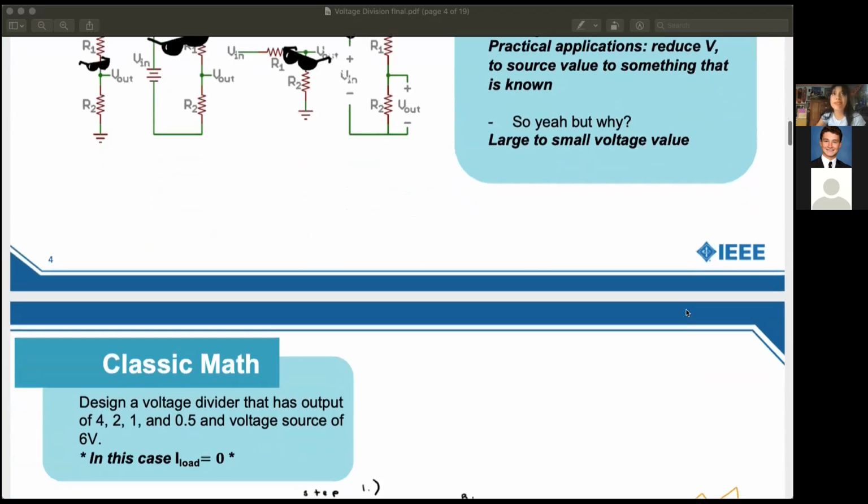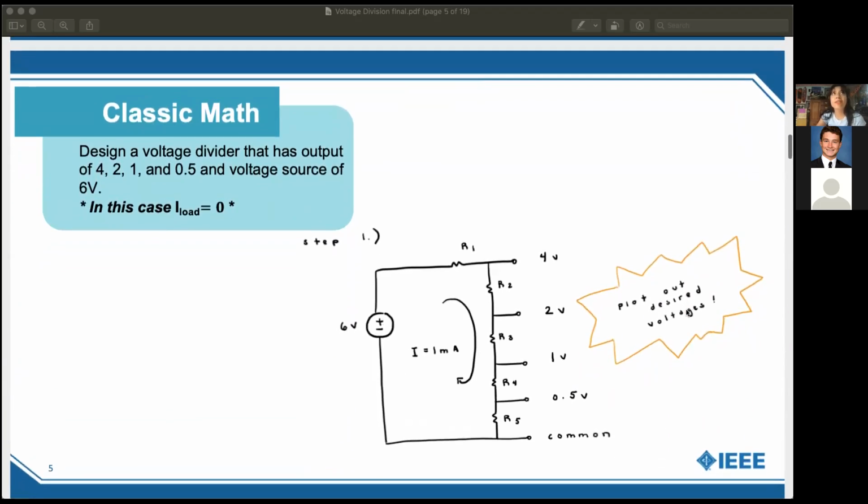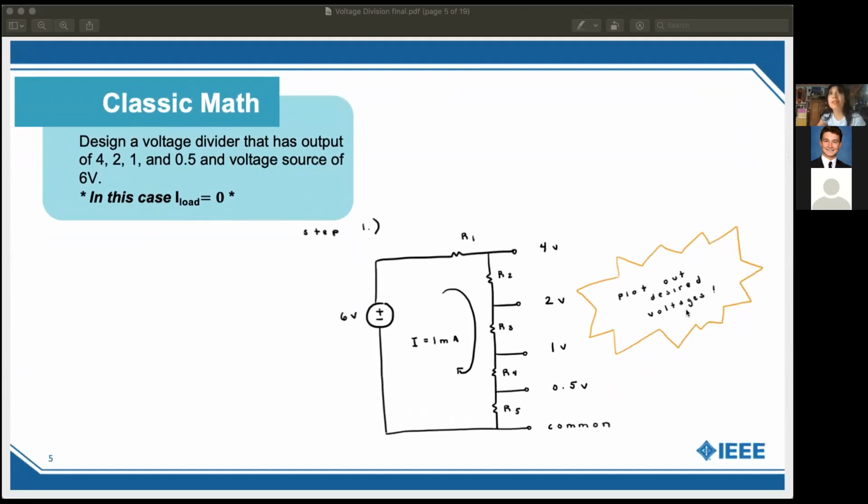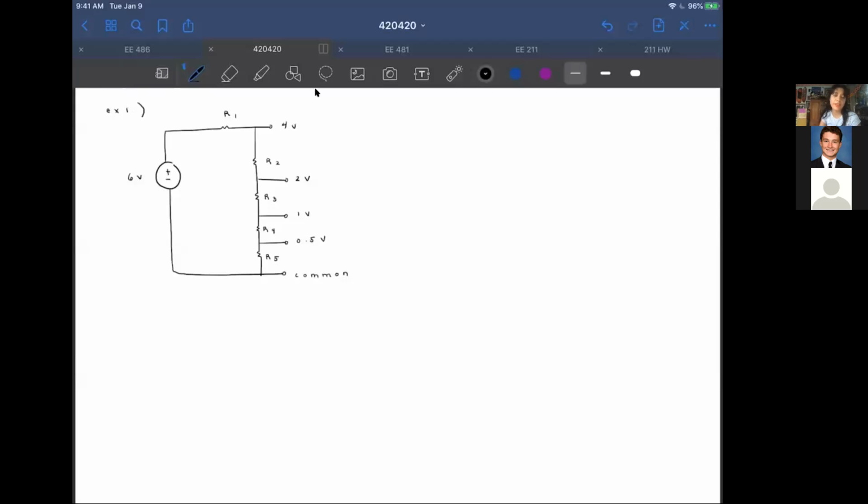And so I was going to do an example problem for voltage divider. This is directly from Ari's class. So let me go ahead and switch to my iPad to walk it through with you guys. Hold on. Okay, does everyone see the screen? Yep, we can see the screen.